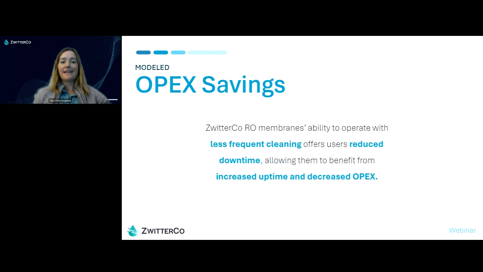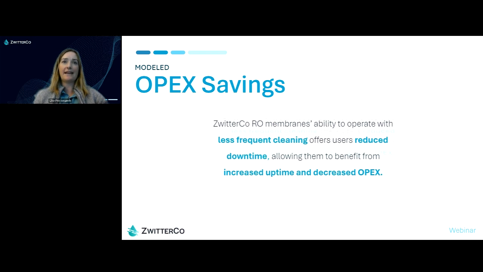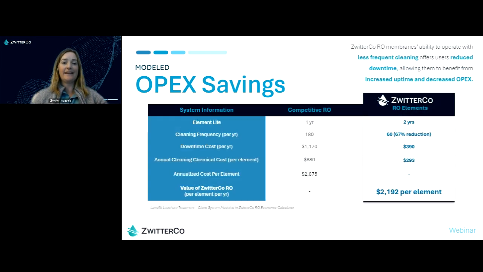So, in general, ZwitterCo RO elements are proving to significantly reduce the cleaning frequency at these landfills. By reducing the cleaning frequency from organic fouling, users will experience less system downtime, allowing them to benefit from longer run times and reduced OPEX. So let's take a look at an economic model to highlight the potential savings.